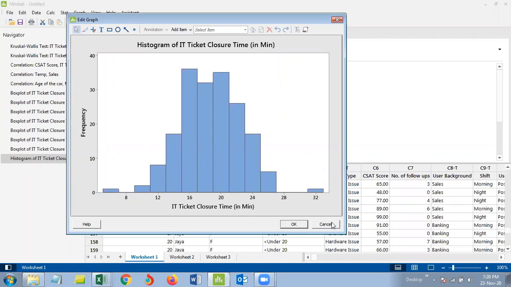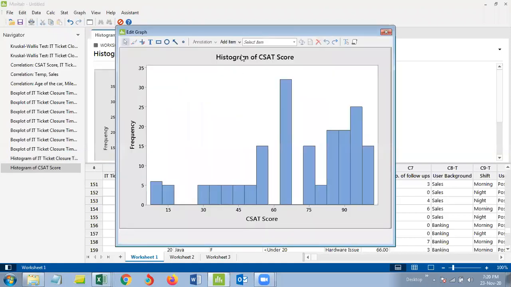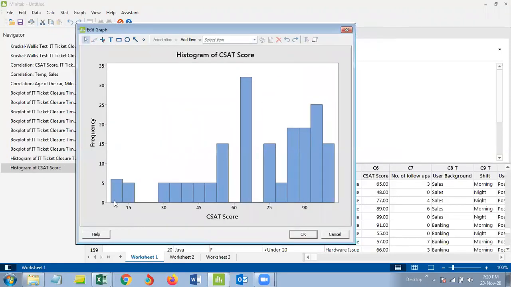If I look at a different kind of data, like say customer satisfaction score, I'm plotting a histogram for this. Look, it's a weird kind of histogram. Some people have scored less, some people generally score here. Most of the people are scattered around 75 and above.